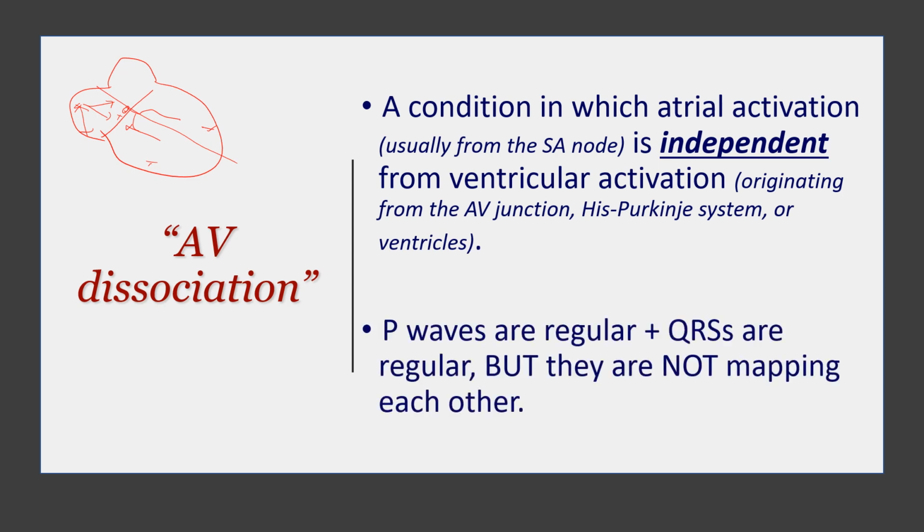So the P waves will be regular because they're coming from the SA node and firing as normal. The QRS will be regular because they're coming from another focus somewhere, either in the AV node or below, and again they will be regular, but they will not be mapping each other. It's not going to be PQRS complex, PQRS complex. No, they will not be talking to each other at all.